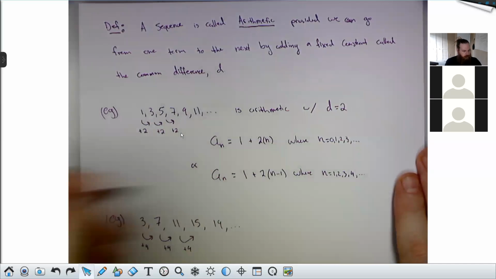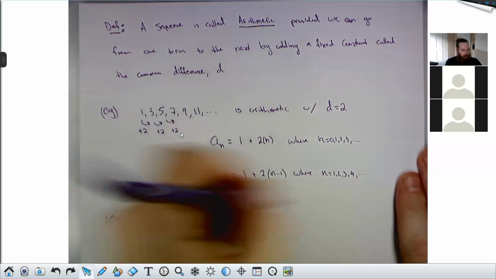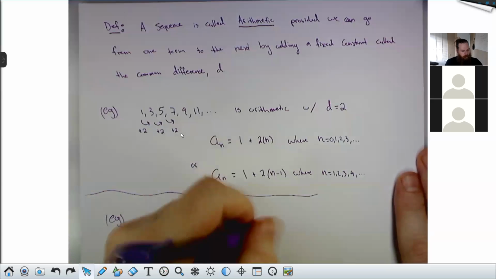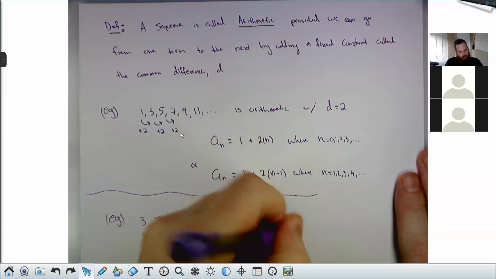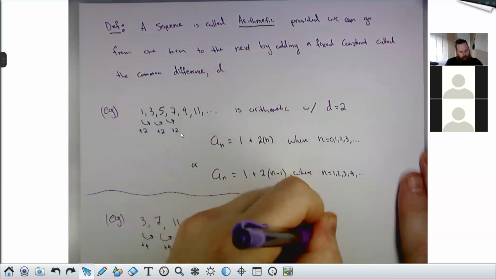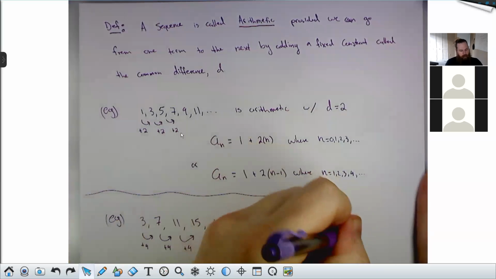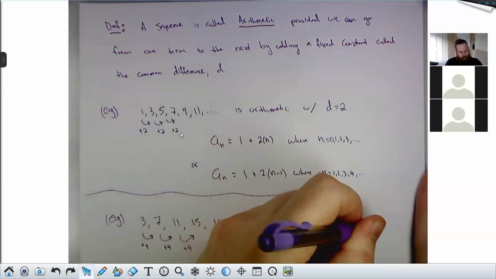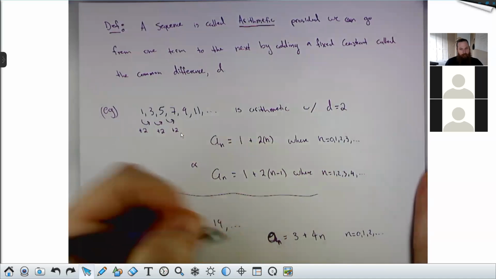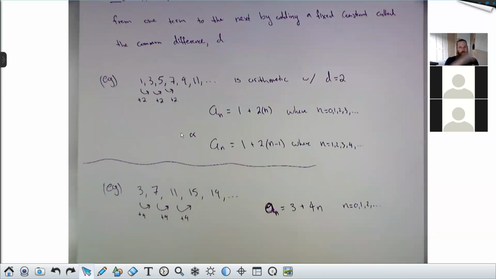Now we have a kind of cheat code here. If I want to write down a formula for a_n, I can use this same sort of recipe. a_n, I could say, is 3 plus n copies of 4, or 3 plus 4n. And this is where n is going from 0 on. And you can check. If you plug in 0, you get 3.